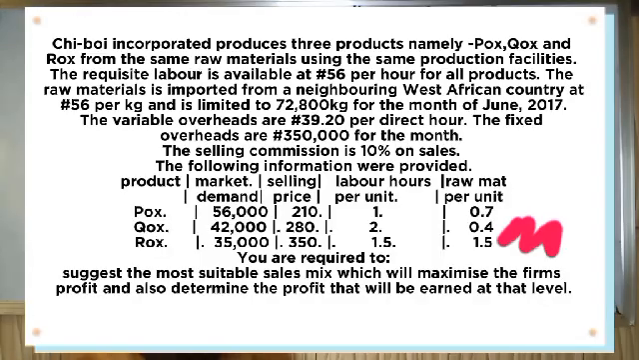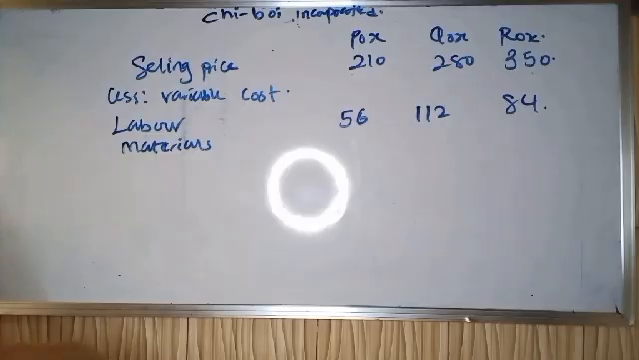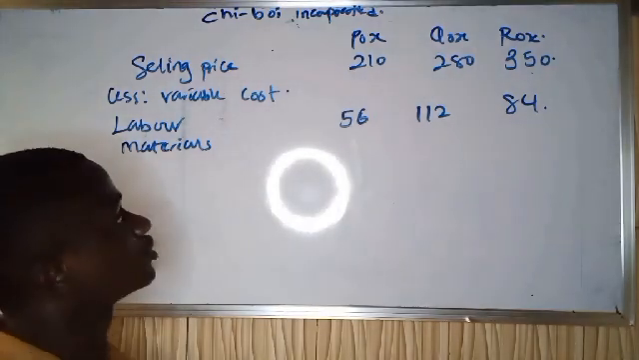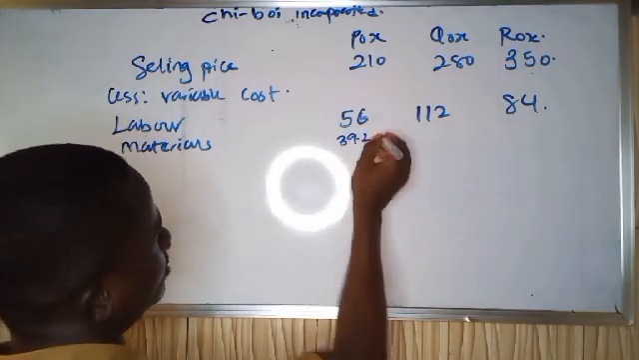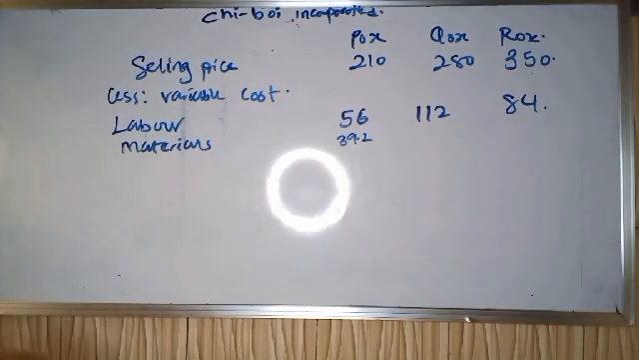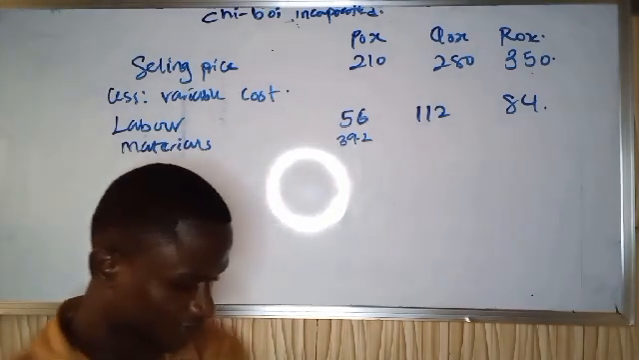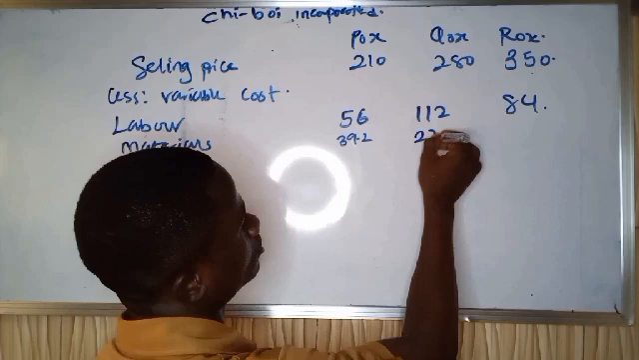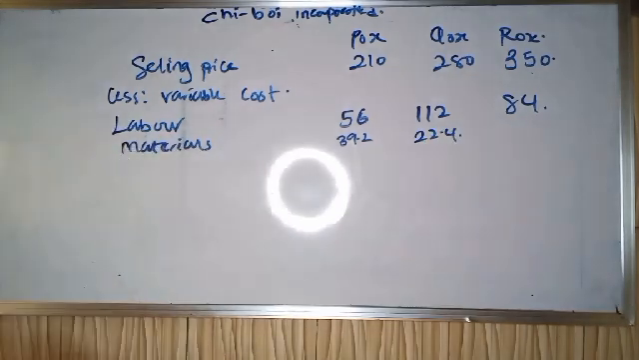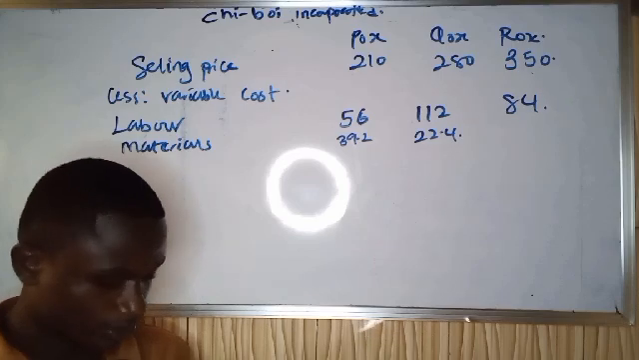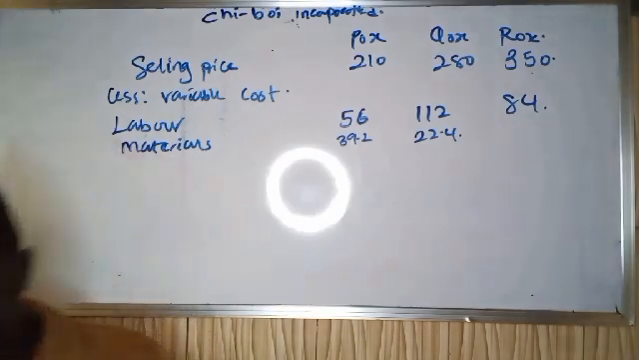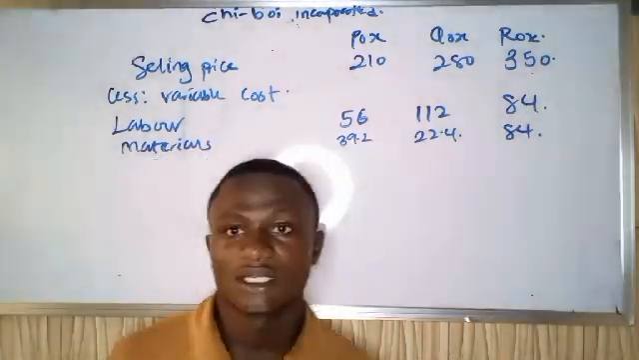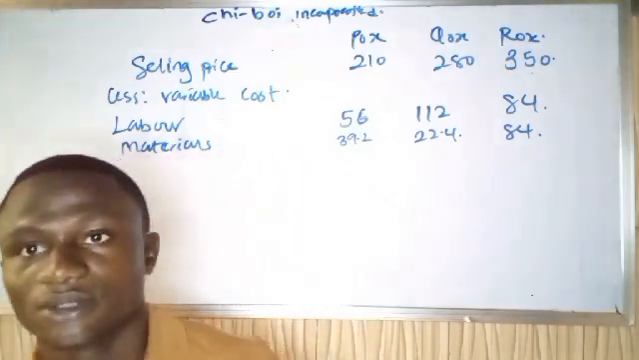It takes 0.7 kg of raw materials to produce POX. So 0.7 times 56 gives us 39.2. That's the cost of raw materials for producing POX, 39.2. It takes 0.4 kg to produce Quarks. So 0.4 times 56 gives us 22.4. And for the last one, it takes 1.5 kg to produce Rocks, 1.5 times 56, that's 84. So is there any other variable cost that we have not picked from the question?